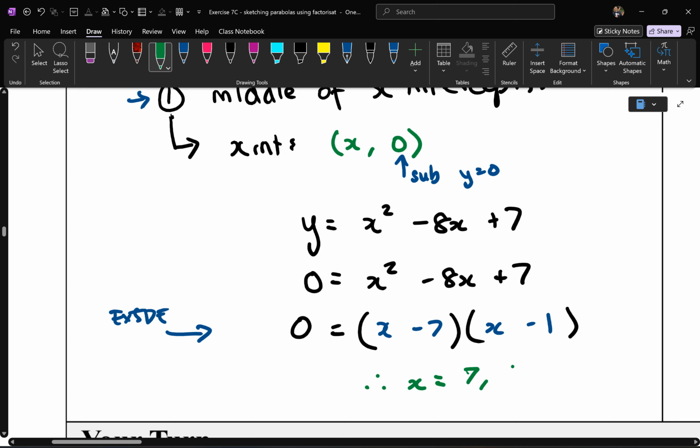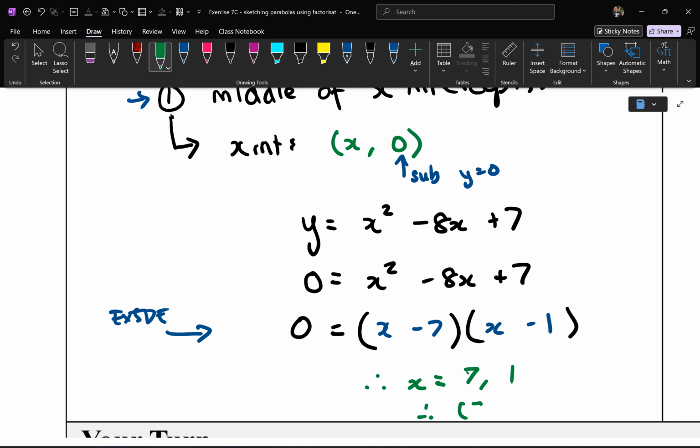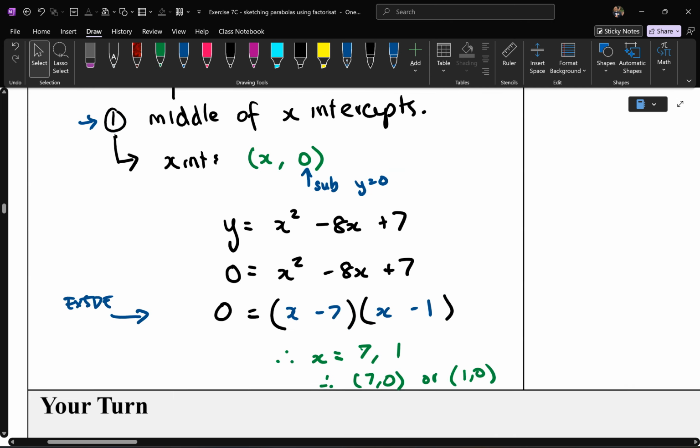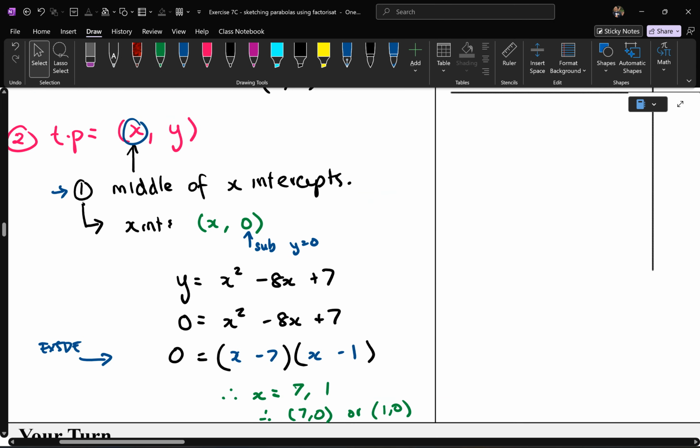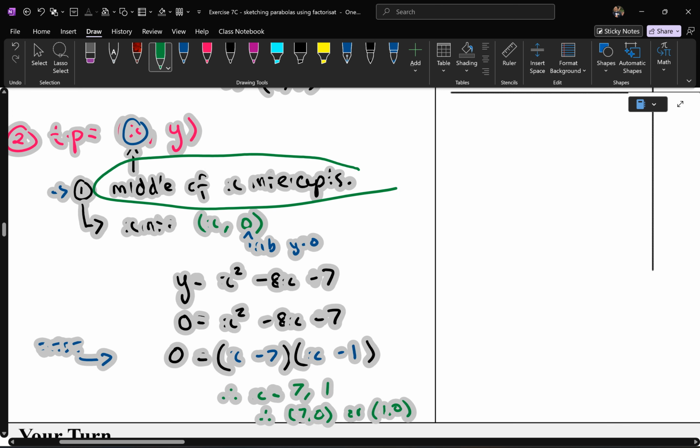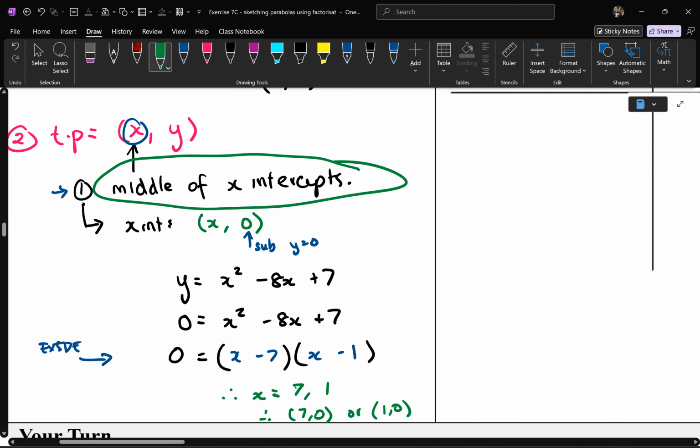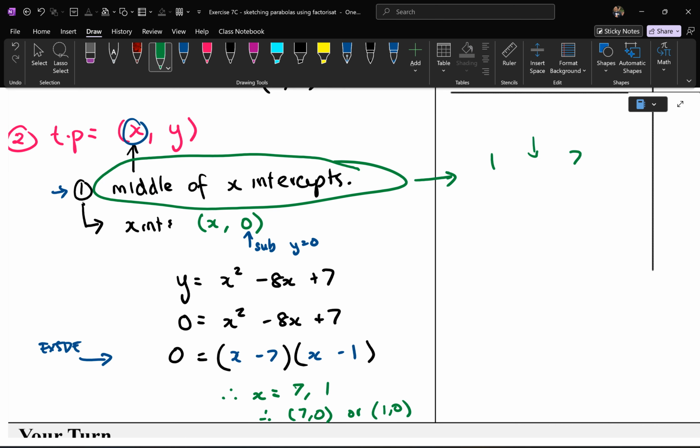7 or 1. So this tells me x-intercept is at 7, 0 or 1, 0. But if that's the case, remember, we're still trying to find the turning point, and the method was the middle of the x-intercepts. What is the middle of 1 and 7? Is there a quick way to find it?